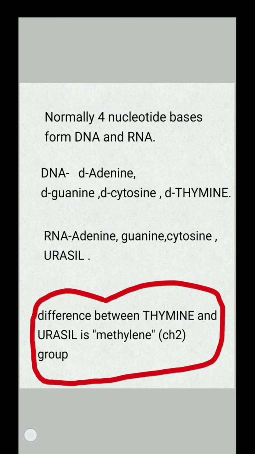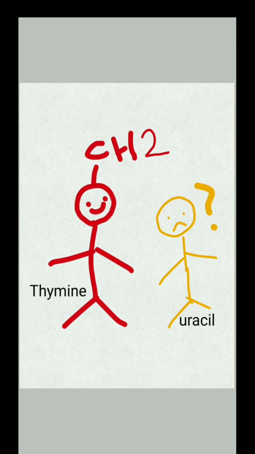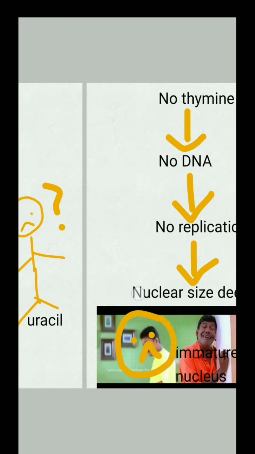Normally we need 4 nucleotide bases to form DNA and RNA. DNA is formed by deoxyadenine, deoxyguanine, deoxycytosine and deoxythymine, but RNA uses uracil instead of thymine. The only difference between thymine and uracil is the methylene group, that is the CH2 group. So just remember, friends, thymine has a methylene group and uracil doesn't have the methylene group.